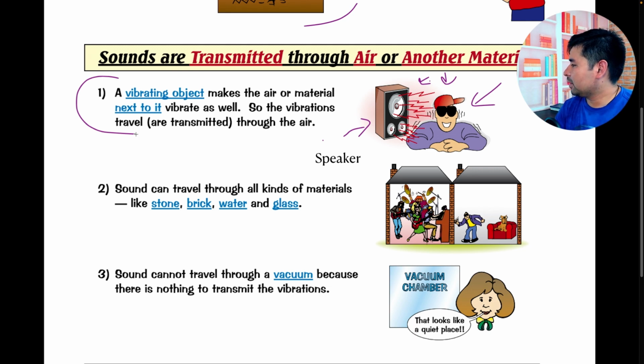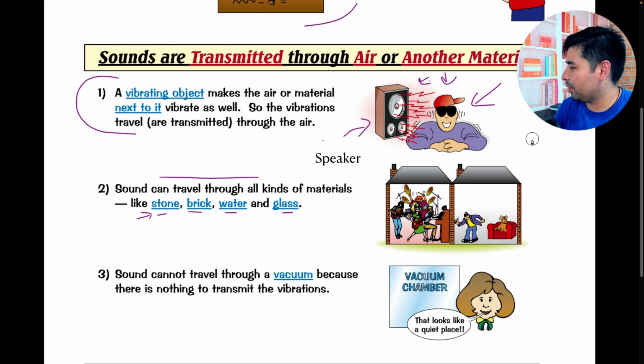Number two, sound can travel through all kinds of materials like stone, brick, water, and glass. So you get it? Here we have four different kinds of materials. The information here is that sound can travel through each of these items, so it can cross them. Do you know stone? Do you know brick? Do you know water? Do you know glass?